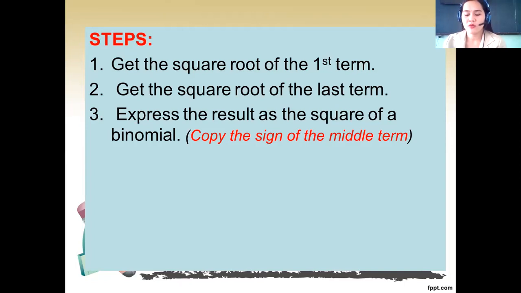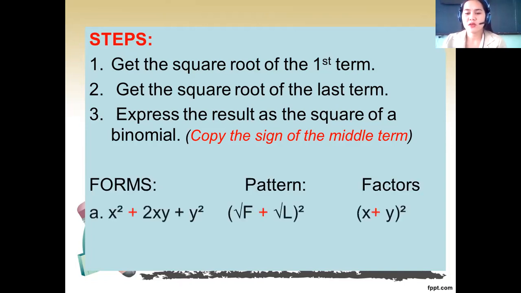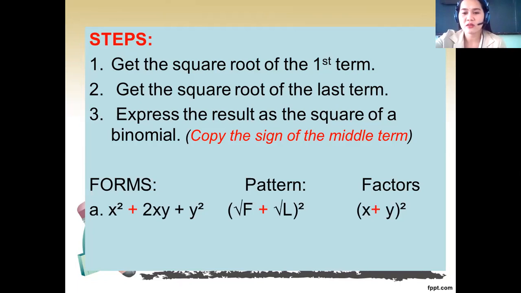Okay, for example, we use the pattern: the square root of the first term plus the square root of the last term, squared. So here in our number one form, the first term is x squared and the square root of that is x. Next, our last term is y squared and the square root of that is y. So we have our factors, x plus y squared.